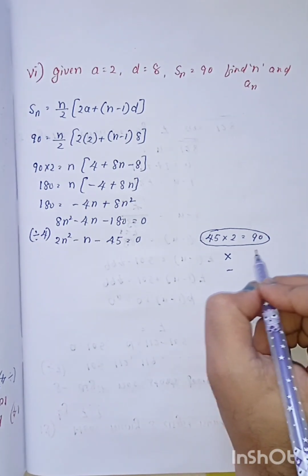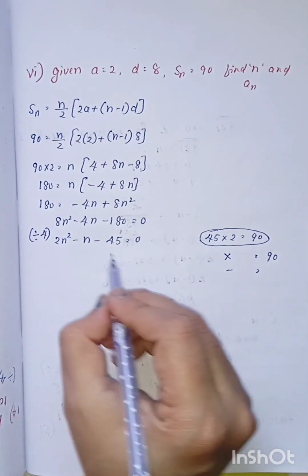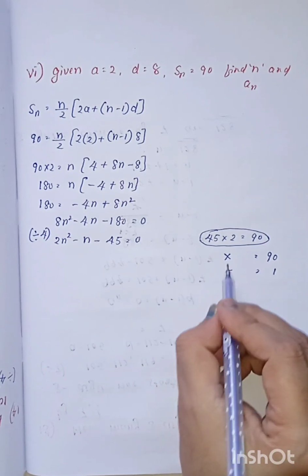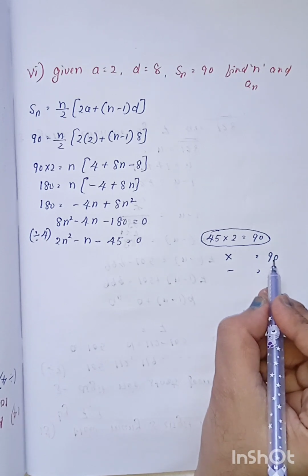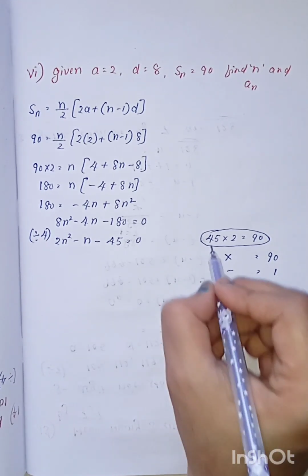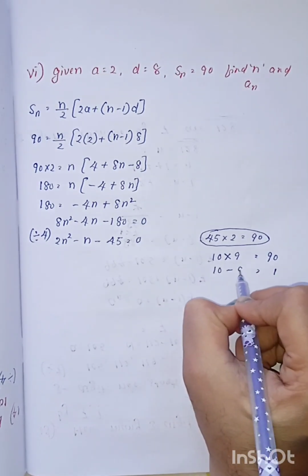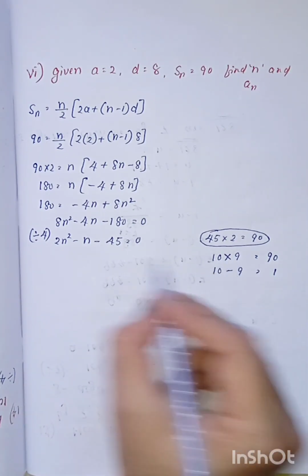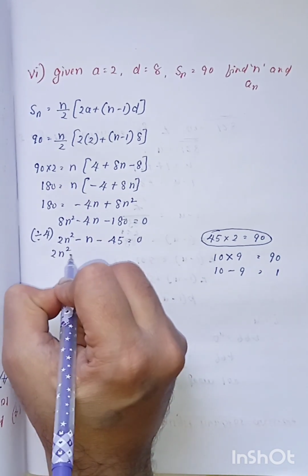Now you have to take numbers such that if you multiply, the number should be 90, and if you subtract, the number should be 1. If we multiply, we should get 90, and if we subtract, we should get 1. What is that number? I can take 10 nines are 90, 10 minus 9 is 1. So after, we have to use this number here, 2n square as it is, minus as it is.